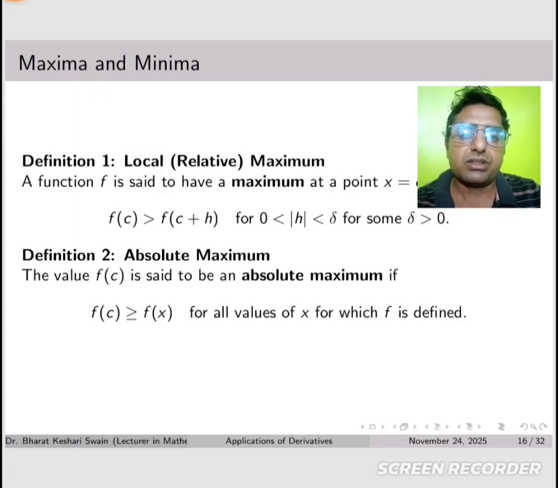In the next class we will discuss further topics of application of derivatives, maxima and minima, then again the first derivative test, then the second derivative test to find maxima and minima. And the related problems we will discuss in the next class.